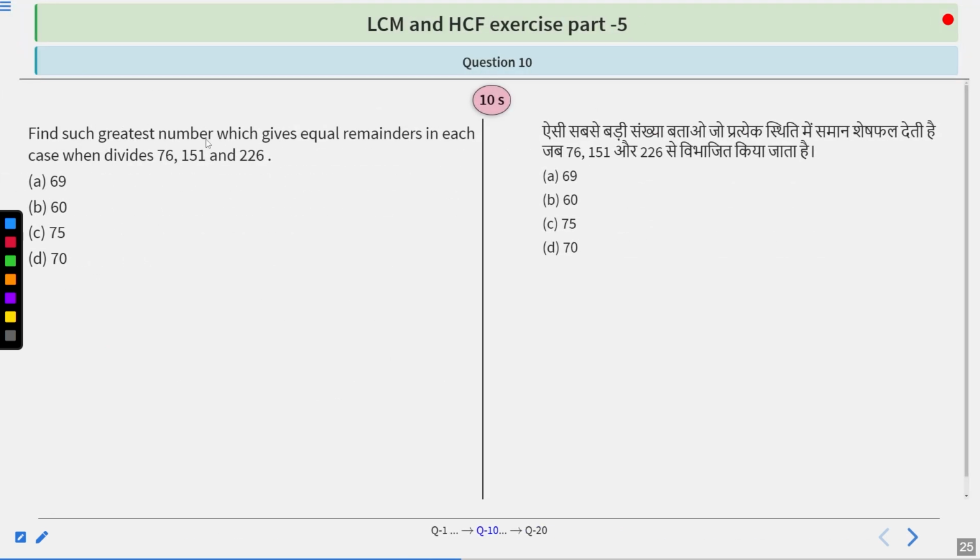Find such greatest number which gives equal remainders in each case when it divides 76, 151 and 226. And options are 69, 60, 75 and 70. These are the options.